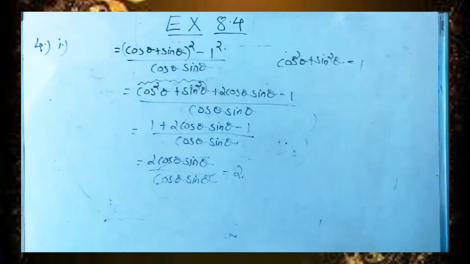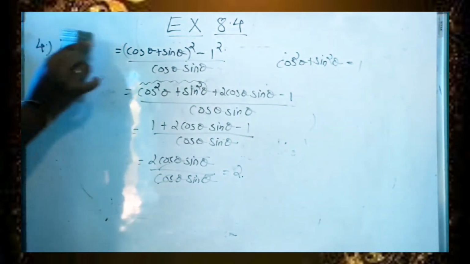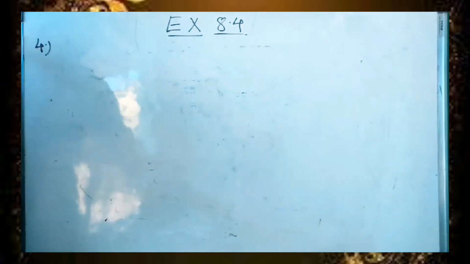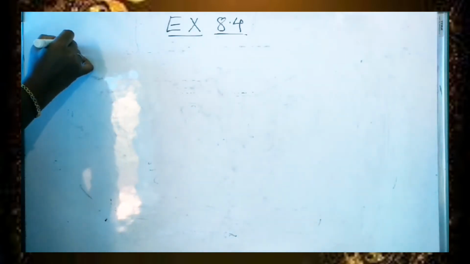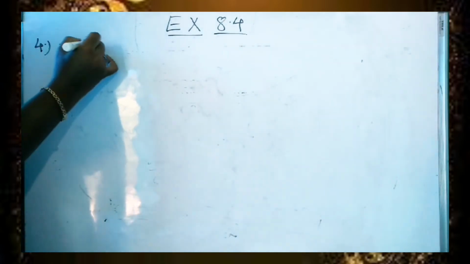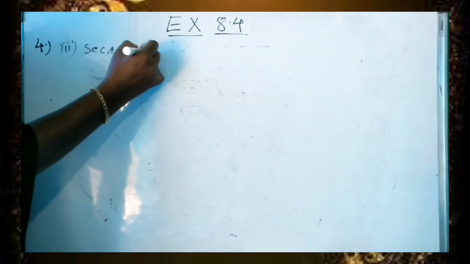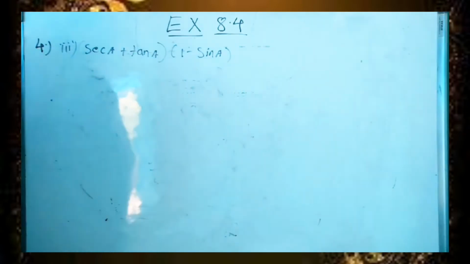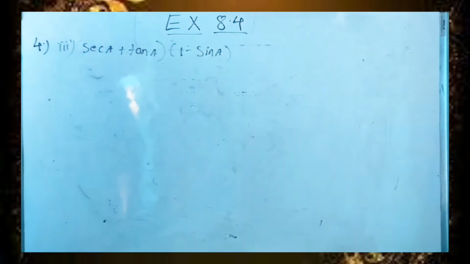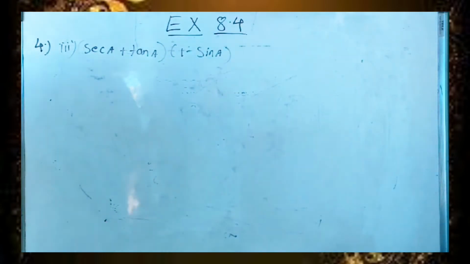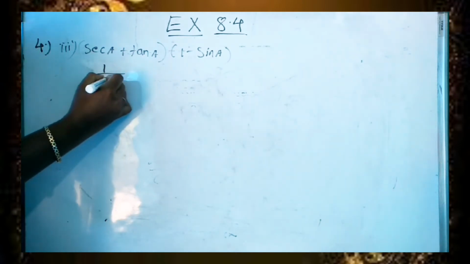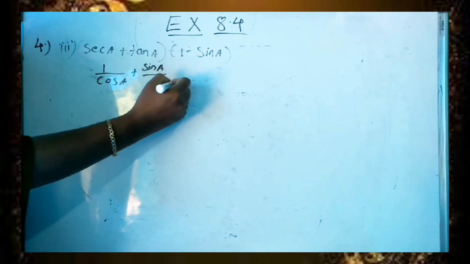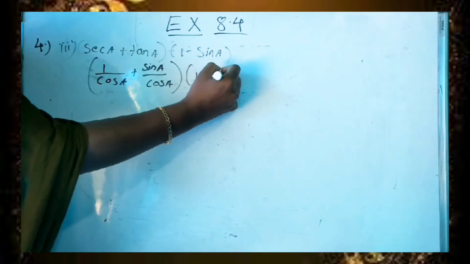Now the third sub question. Sec A plus tan A into 1 minus sin A. The sec I am going to write as 1 by cos A, and tan A is sin A by cos A, into 1 minus sin A.